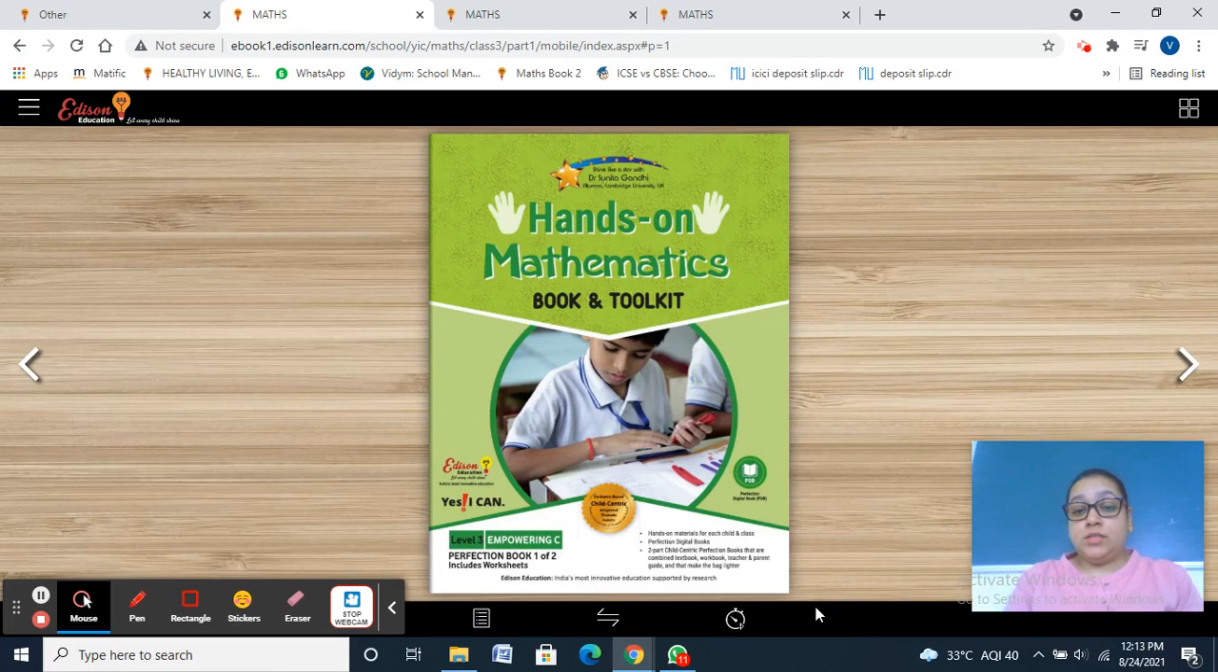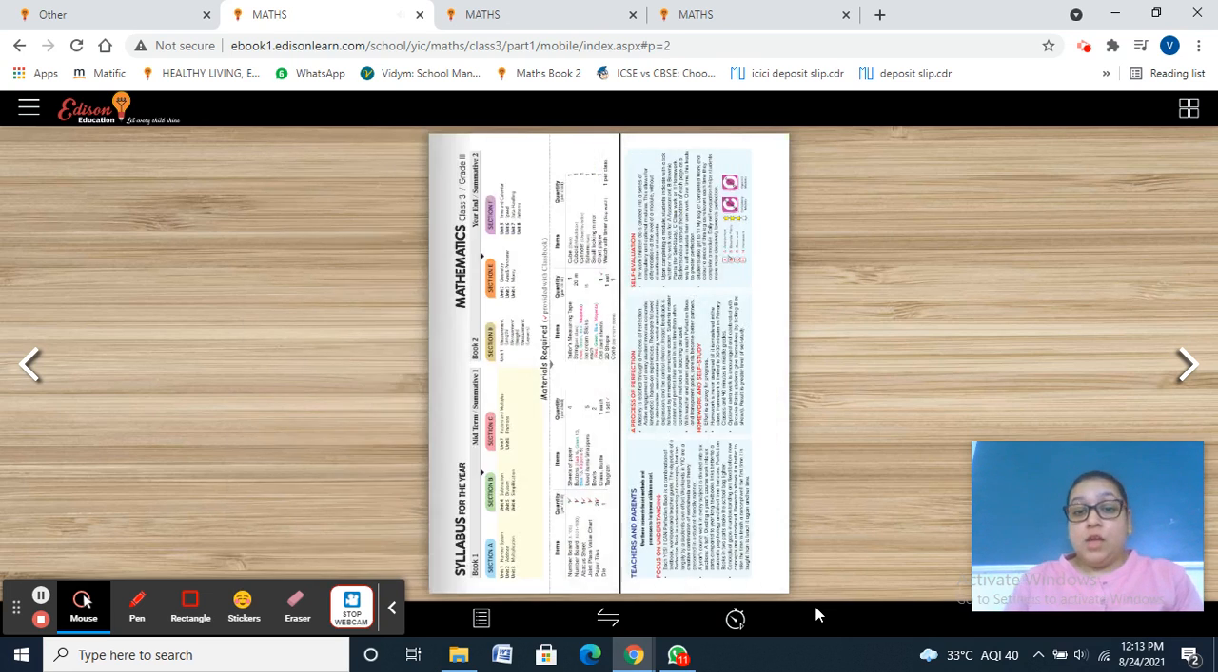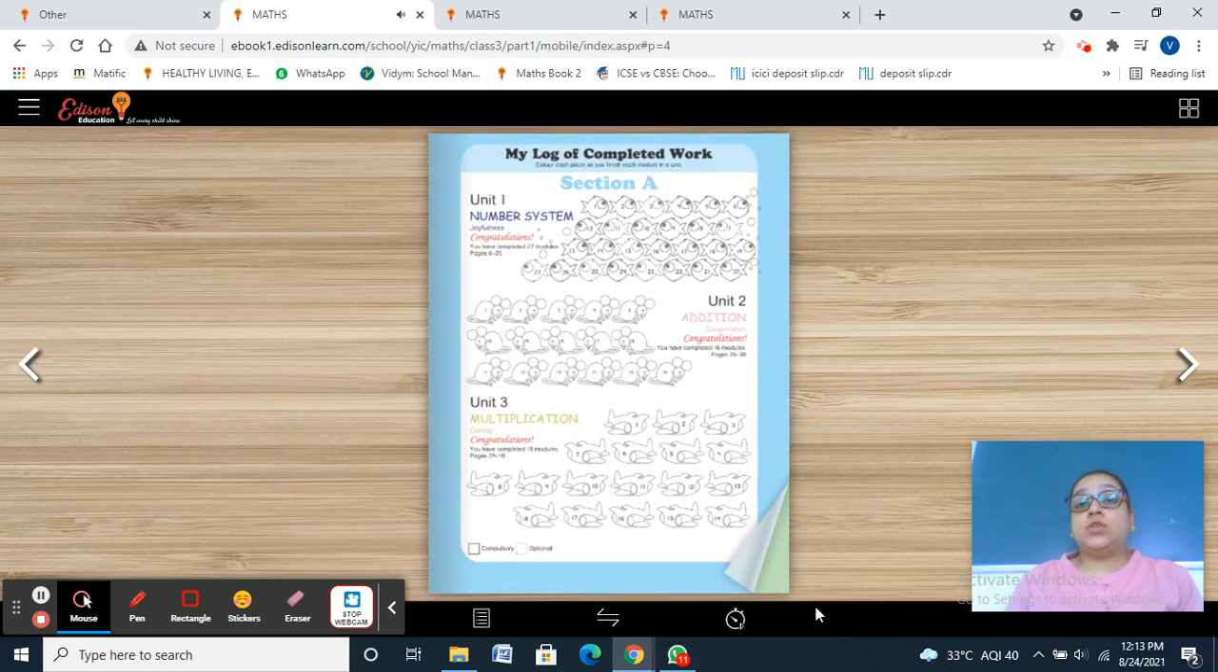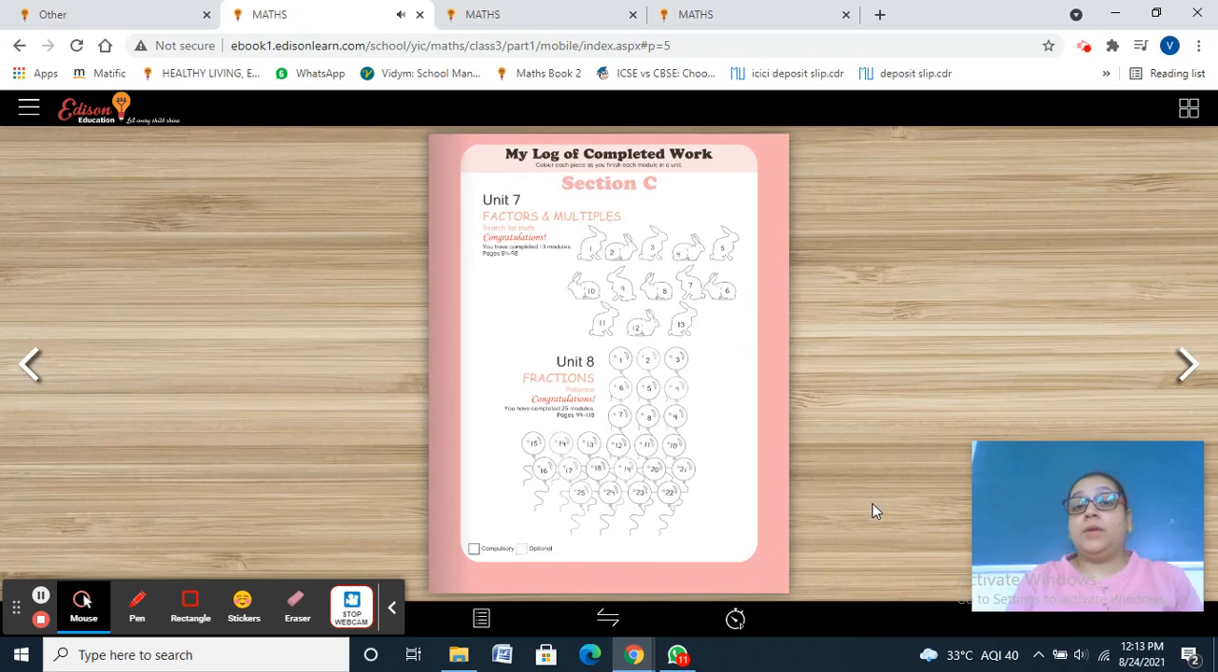So, please take out your maths book, that is Hands on Mathematics, Level 3, Perfection Book 1 of 2. Today we are going to start with Section C. There are two units in Section C, that is Unit 7 and Unit 8. Today we are going to do Section C, Unit 7, Factors and Multiples.